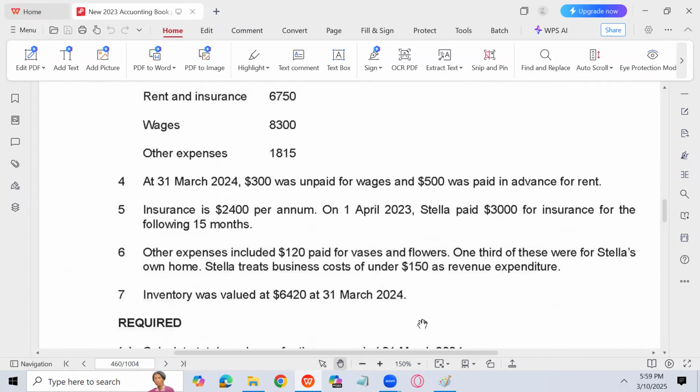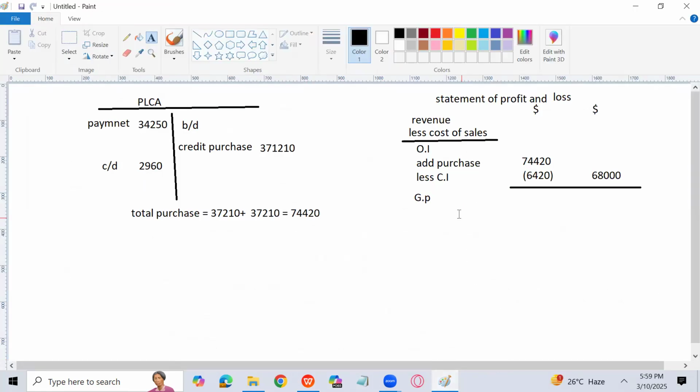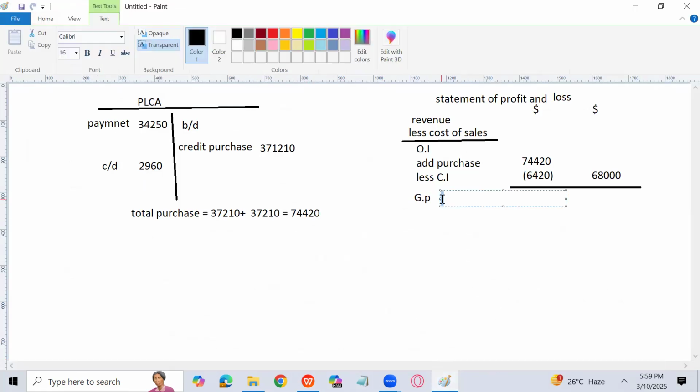We don't have the revenue actually. We have only cost of sales. But we know that the markup is 32%. So what I will do, I have cost of sales and I have been given the markup. So 68,000 multiplied by 32%, I will get the amount of gross profit. So 68,000 into 0.32, 21,760 is going to be my gross profit.